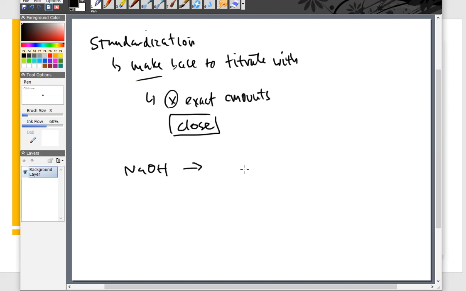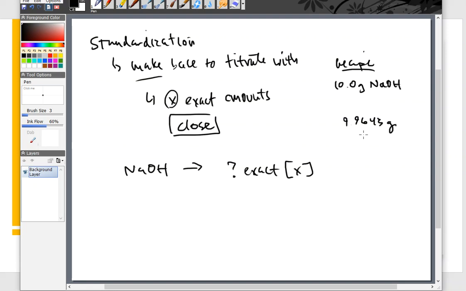The problem here, though, is that if you do make it, what is the exact concentration? Well, what do you mean by that? Okay, well, I have a recipe. And that recipe will tell me, weigh out 10 grams of NaOH. Okay, well, I go to the balance and I don't weigh out 10 grams. What if I did 9.9643 grams instead? I'm not going to have the concentration that they told me to make in the recipe. Mine's going to be a little bit weaker because I've used less.